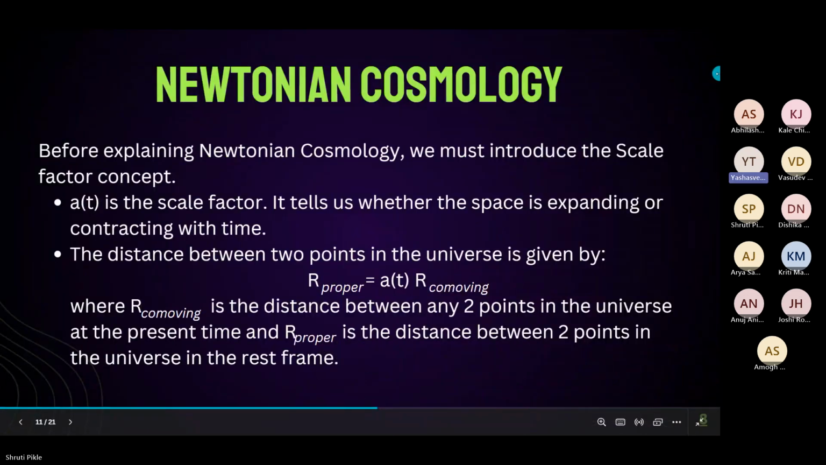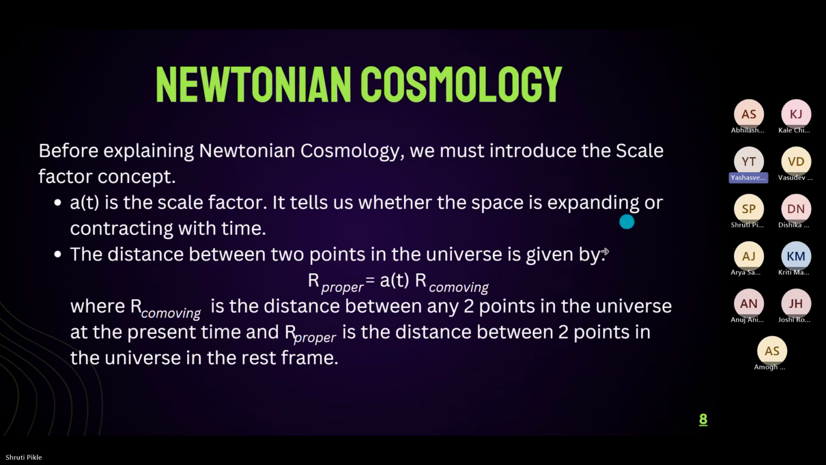Okay, so now we are going to get a bit mathematical. So we will talk about Newtonian cosmology. But what is Newtonian cosmology exactly? Newtonian cosmology is a mathematical representation with some equations to help us demonstrate how the universe changes over time.